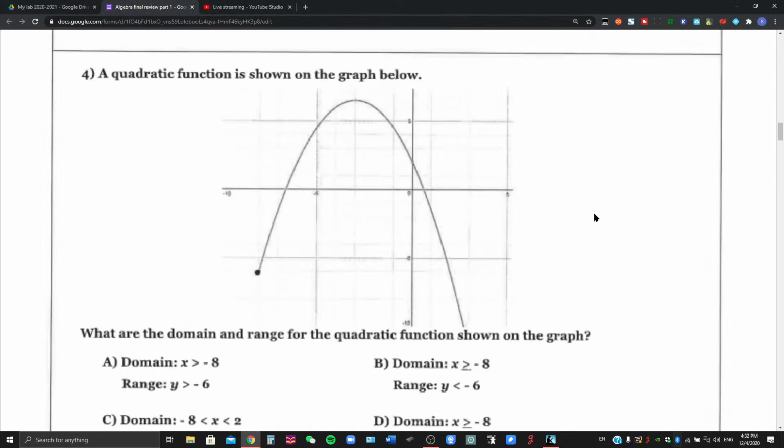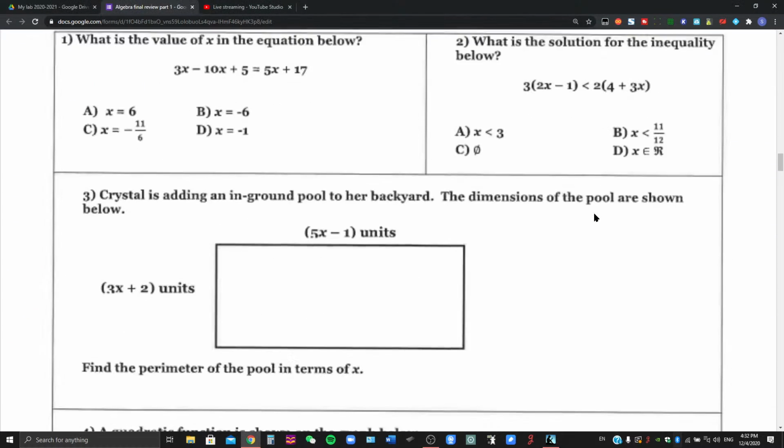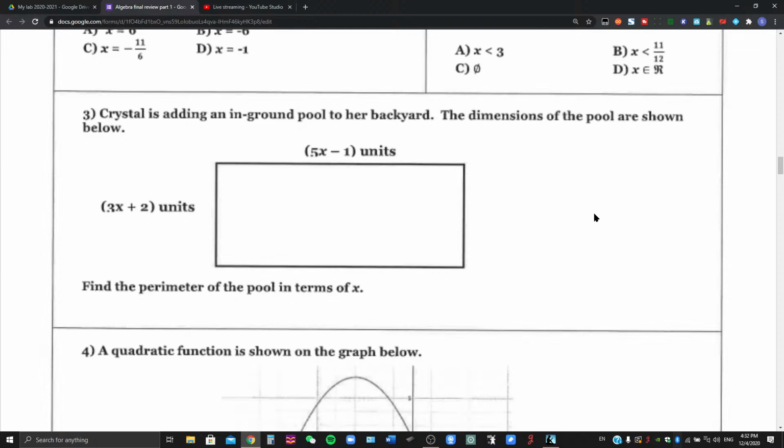Now let's go to question 3. Question 3. Crystal is adding an in-ground pool to her backyard. The dimensions of the pool are shown below. So we have this pool, and the length is 5x subtract 1 units, and the width is 3x plus 2 units. Find the perimeter of the pool in terms of x.